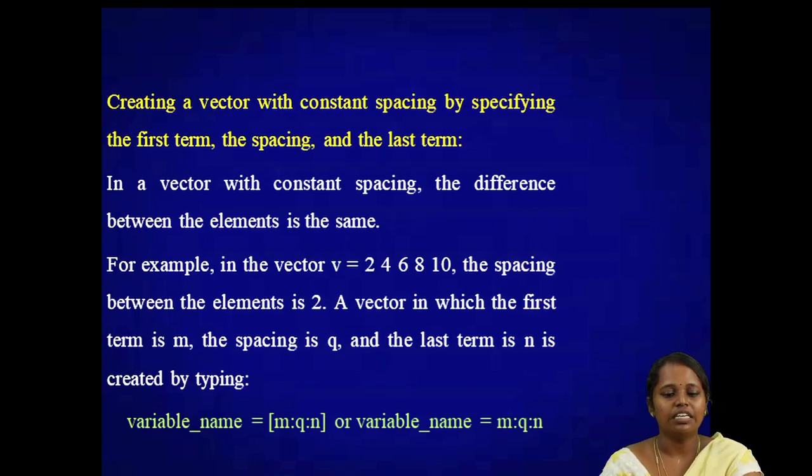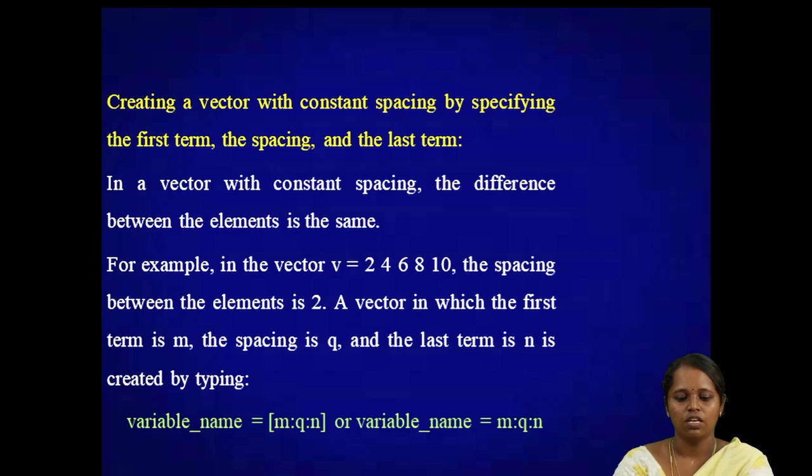The second one is creating a vector with constant spacing by specifying the first term, the spacing and the last term. In a vector with constant spacing, the difference between the elements is the same. For example, the vector 2, 4, 6, 8, 10 has a spacing between elements of 2: 2 plus 2 is 4, 4 plus 2 is 6, 6 plus 2 is 8, and 8 plus 2 is 10. Here the first term is m, the last term is n and the spacing is q. Here 2 is the first term, 10 is the last term, and the spacing is 2.